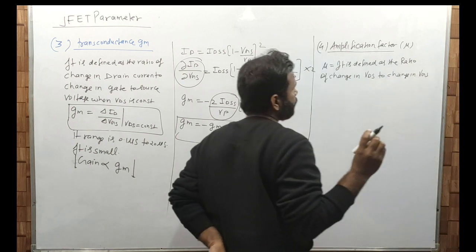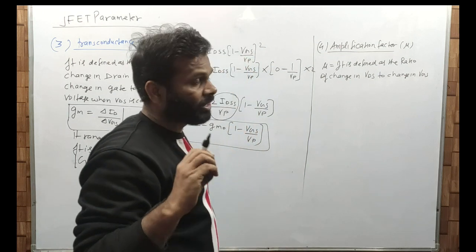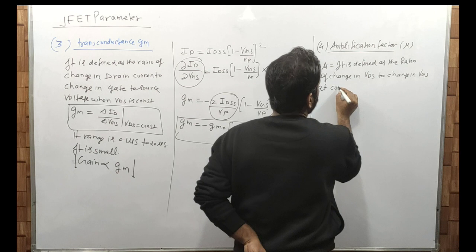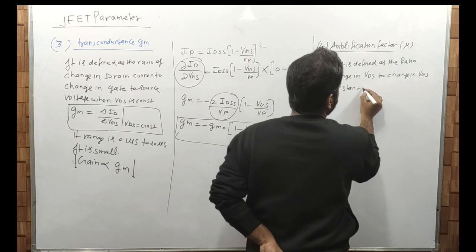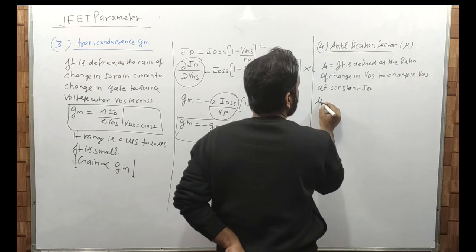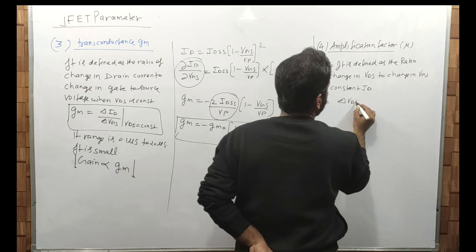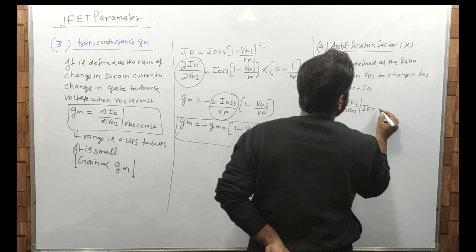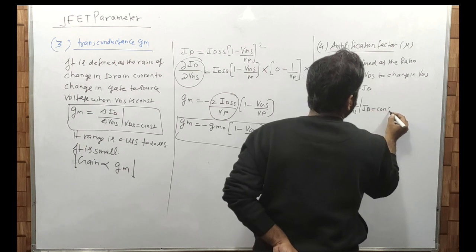So it is defined as the ratio of change in drain to source voltage to change in gate to source voltage at constant ID. So mu is just delta VDS upon delta VGS at ID constant. ठीक है यहाँ तक ना?